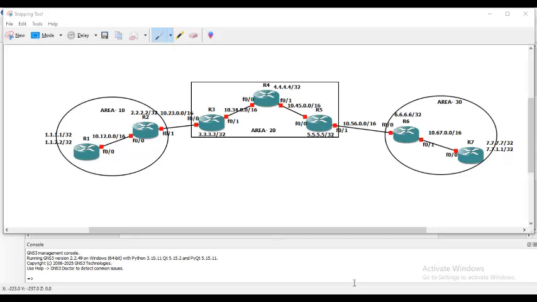You see, we are going to do ISIS. ISIS works in layer 2. That's very important. OSPF works in layer 3.